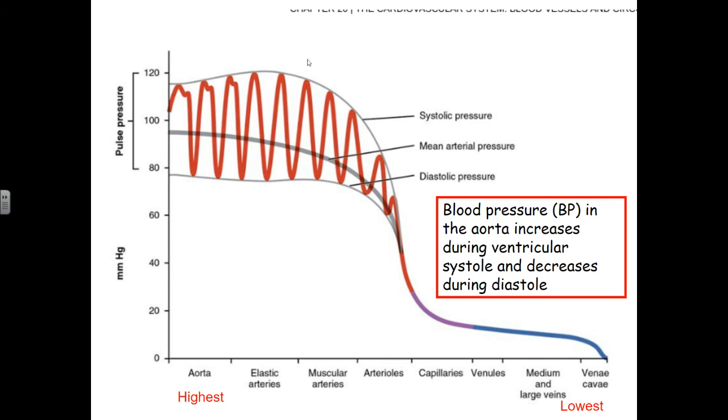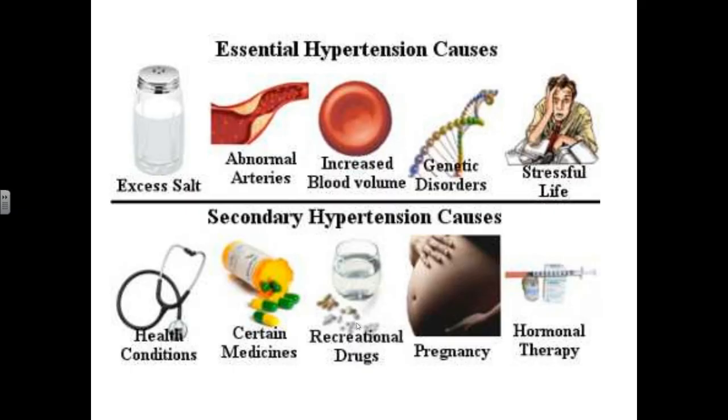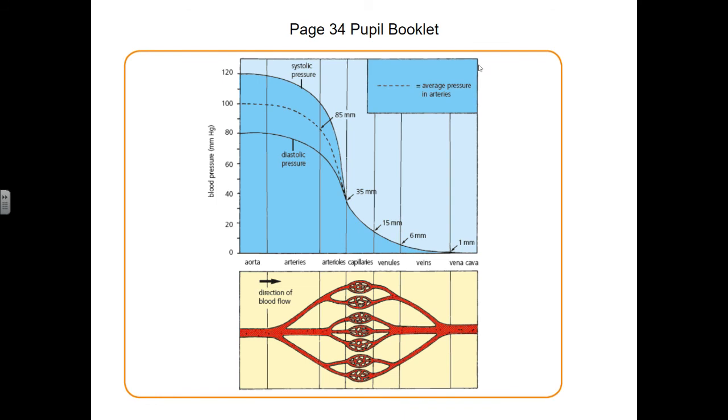And as you get further away from the heart, the systolic and diastolic blood pressures will start to meet. Because the diastolic blood pressure is really just the normal intrinsic pressure that the ventricles are exerting, it doesn't tend to change much in the arteries. And then when we get into the capillary bed, you get this big drop in blood pressure. There are certain things that can cause high blood pressure: poor diet, genetic disorders, hormones, pregnancy, recreational drugs, things like that. You are asked in your booklet to talk about a diagram. On page 34 of your booklet, this is the diagram it wants you to look at.